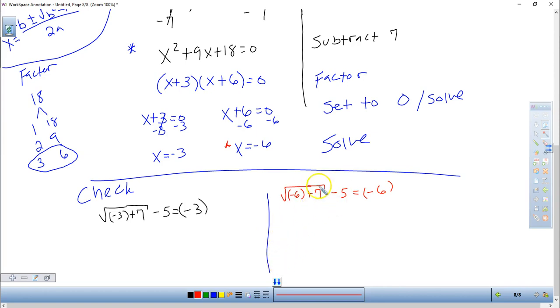Now I'm going to solve. I'll start with this one first. So negative 6 plus 7, that's the number 1.